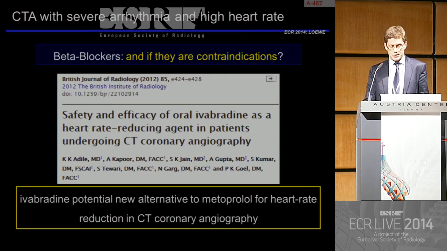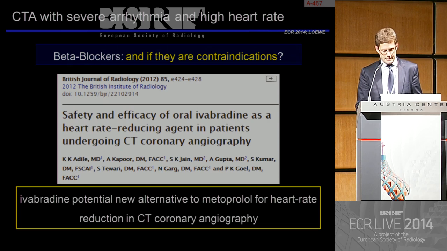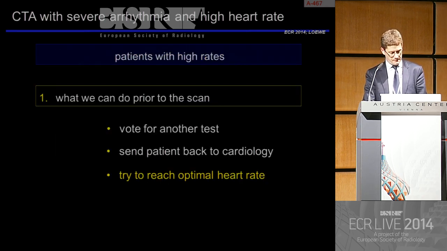There are some contraindications, of course. In the paper introduced before, the number of contraindications was 60%, which seems to be really high. So there are new drugs coming out on the market, for example, ivabradine. It seems to be a very potential new alternative to metoprolol, especially in patients with some contraindications to metoprolol. It's a more selective blockade and should be highly efficient.